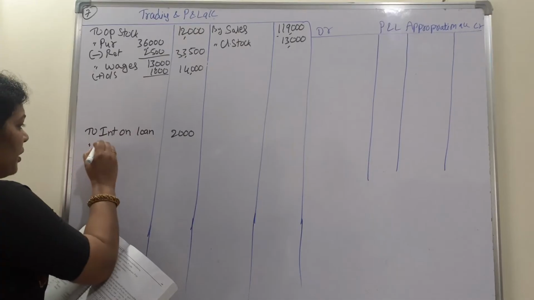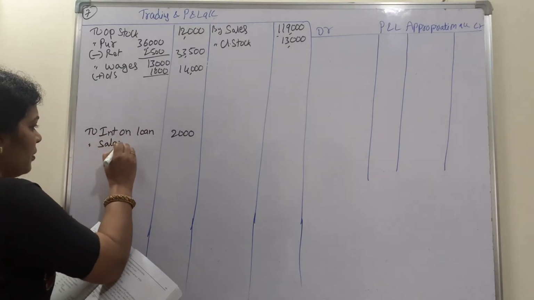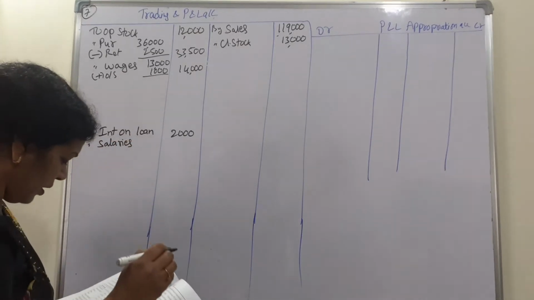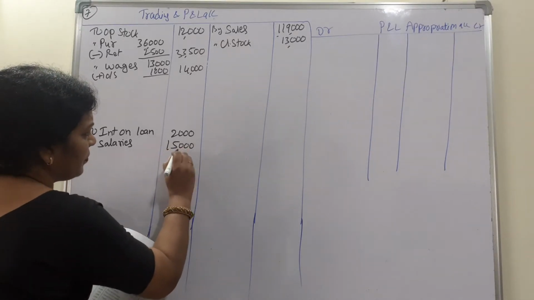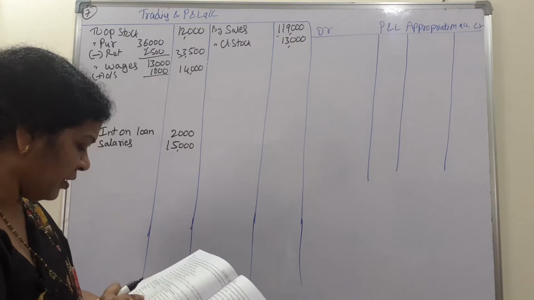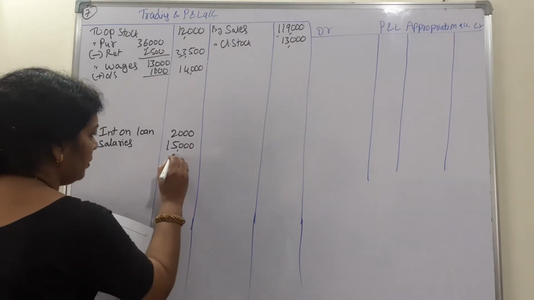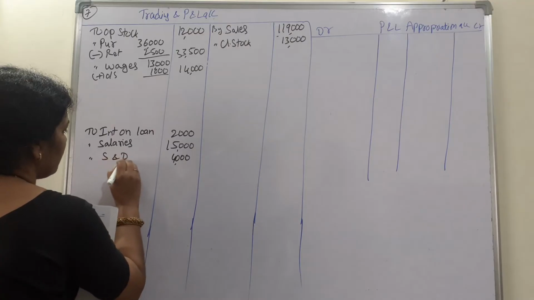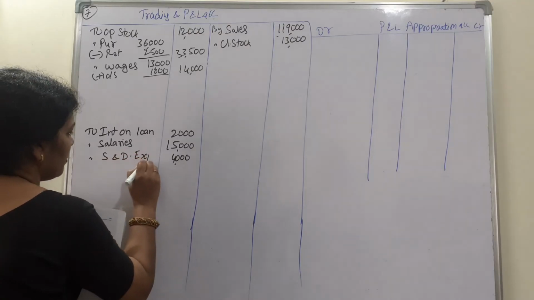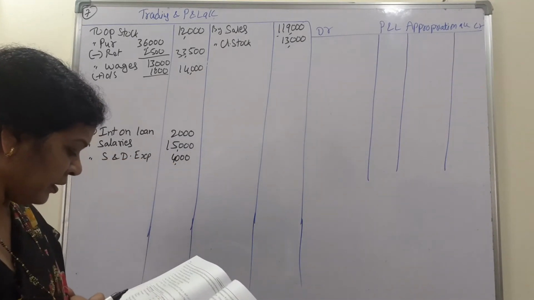Next, salaries. Here it comes under indirect expenses: salaries 15,000. Next, selling and distribution expenses 4,000.